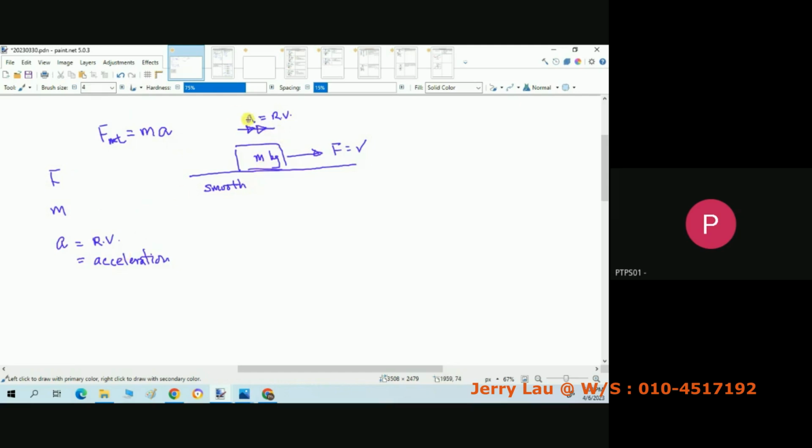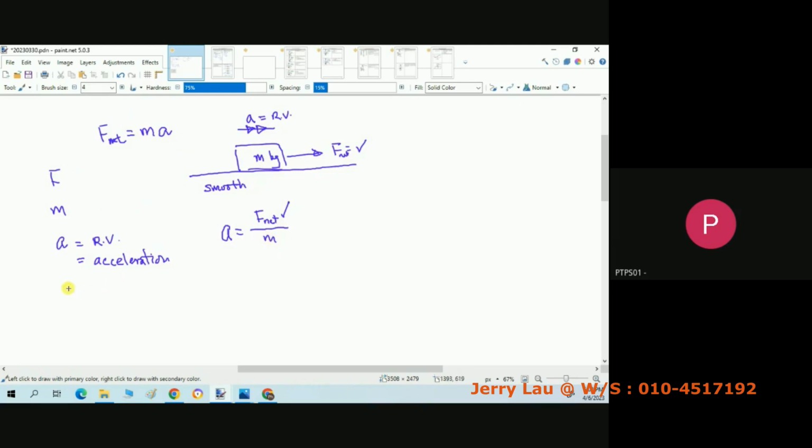So if A is the responding variable, the A now can be written as what? F net divided by M. F net divided by M. So the F net can be the force that you apply, right? And then the mass, can you change or not? You can actually change the mass if you want. You say, I want to do it on the 1 kg mass, I want to do it on 5 kg mass, I want to do it on the 8 kg mass. So you can change.